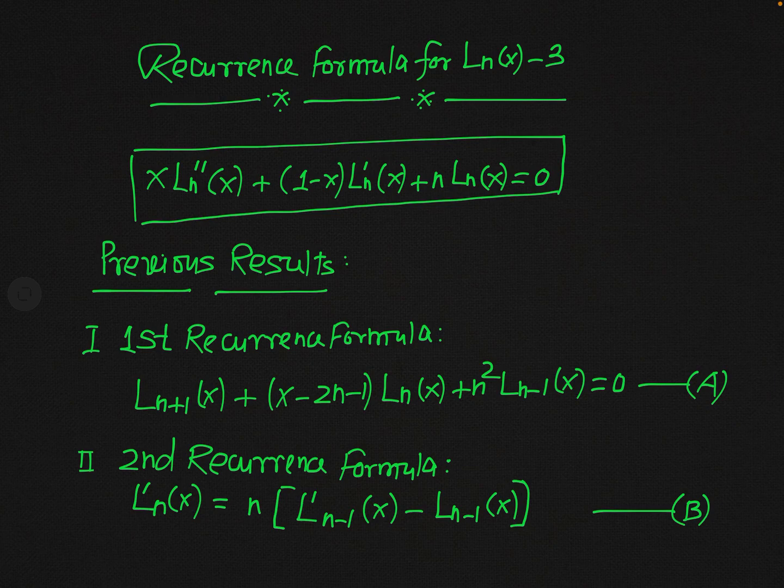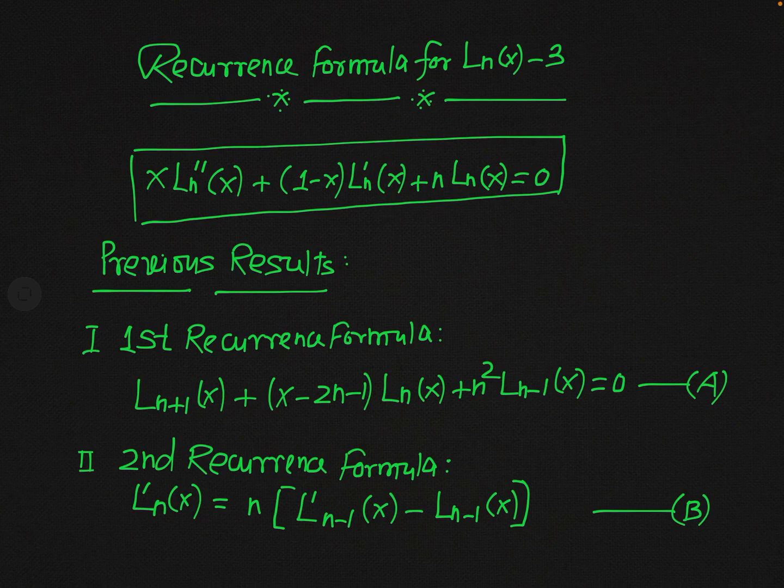You have seen in the previous lectures that these two recurrence formulas were proved by using the generating function expression for ln of x. And so these two formulas have independent proofs. Now we are going to discuss the third recurrence formula for ln of x, which I have mentioned here already. This is x ln double prime of x plus (1 minus x) ln prime of x plus n ln of x equal to 0.